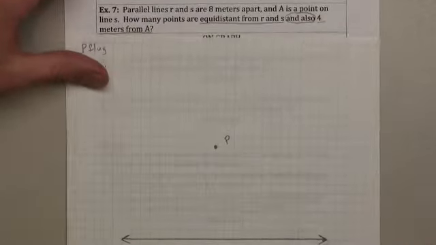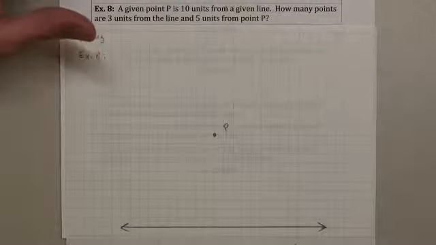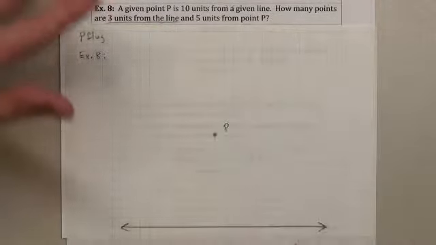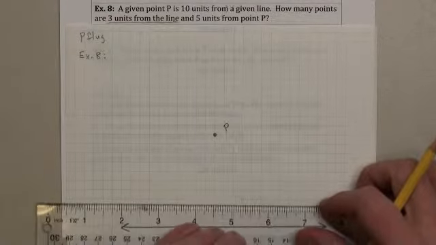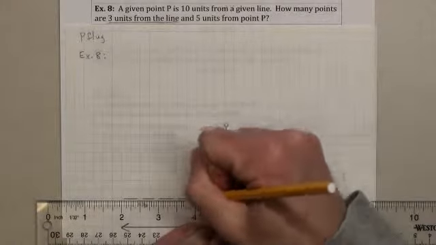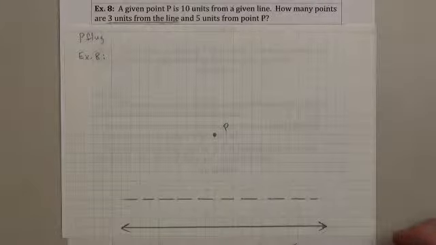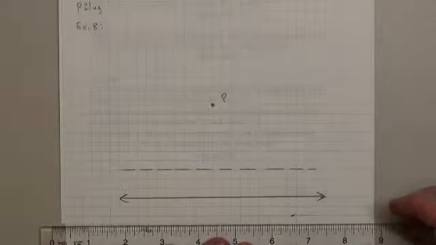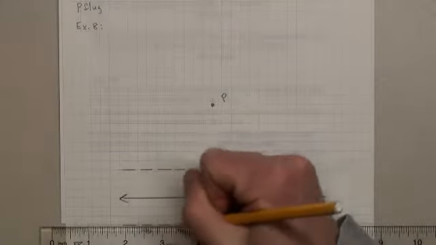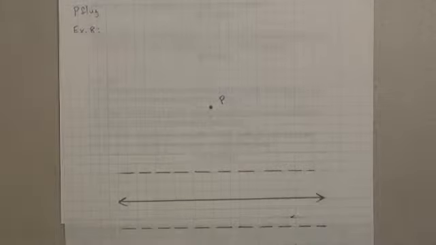Now what does it say? How many points are 3 units from the line? So that's the first part. 3 units from the line. That would be 3 above the line. And I make a locus. Those are all points 3 units, but also 3 units below the line is another locus, because we can be 3 units away from that line by being above it or below it. Okay?